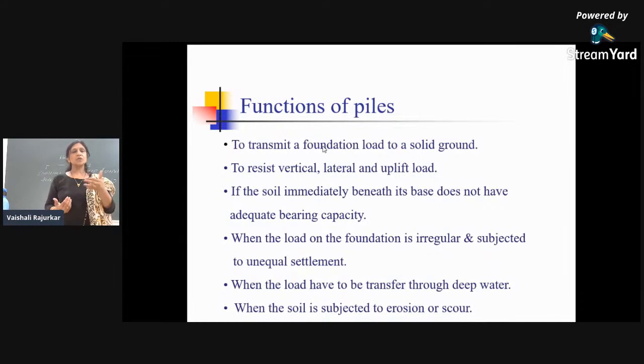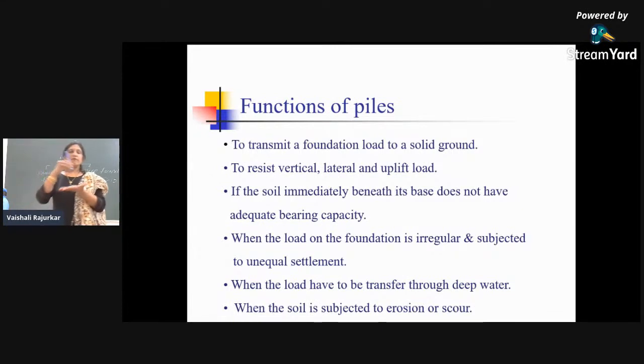Then third, when the soil is subjected to any lateral stresses or when there is an uneven loading, then there is a lateral pressure. So in all these conditions, pile foundations are used. Right? So these are the various functions: to transmit the load of the superstructure over the harder layer, and to resist vertical, lateral and uplift loads when the soil immediately beneath the base does not have adequate bearing capacity.